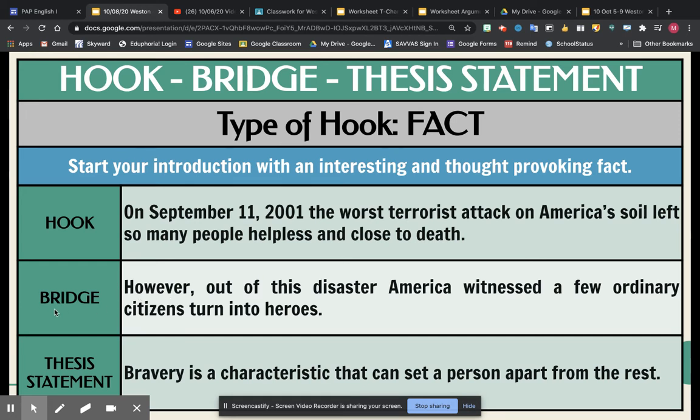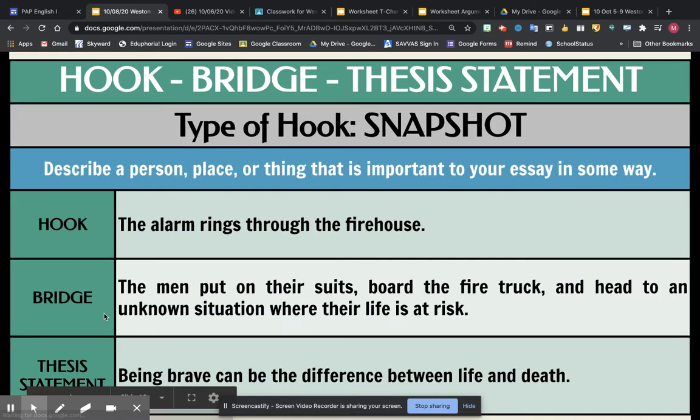However, out of the disaster, America witnessed a few ordinary citizens turn into heroes. Bravery is a characteristic that sets a person apart from the rest. So you can see how this bridge is a nice connection talking about the hook, but then also leading us to talk about citizens into heroes, which will lead us into talking about bravery. So again, this is a fact. This is a nice bridge that connects both the hook and the thesis statement.